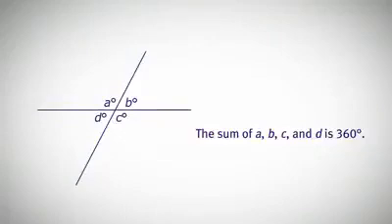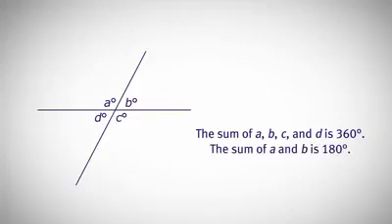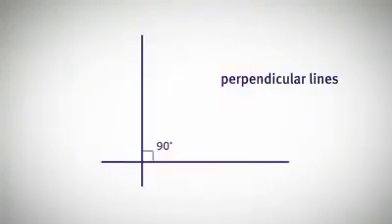The sum of angles around a point of intersection is 360 degrees. A straight line is equivalent to an angle of 180 degrees. So if you have adjacent angles that make a straight line, their sum is going to add up to 180 degrees. Perpendicular lines make an angle of 90 degrees, or a right angle.